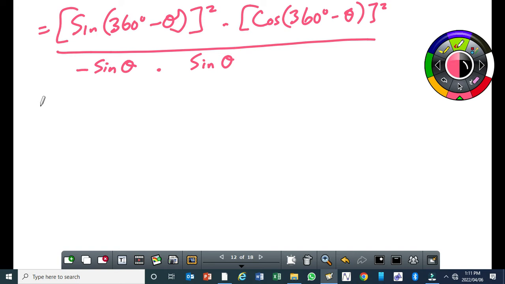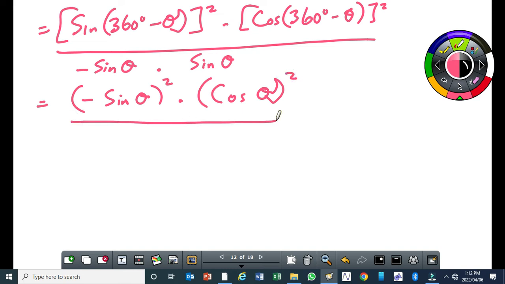Okay? Now let's simplify the numerator. So the numerator, first, what is sine 360 minus theta? It's negative what? Sine theta. Right, so let's write that. It's your first lesson, that's why I'm doing this. So that gives you minus sine theta squared times, what is cos 360 minus theta? That will give you a positive cos theta. Okay, squared. Right? Then the denominator, minus sine theta times minus sine theta will give you minus sine squared theta.